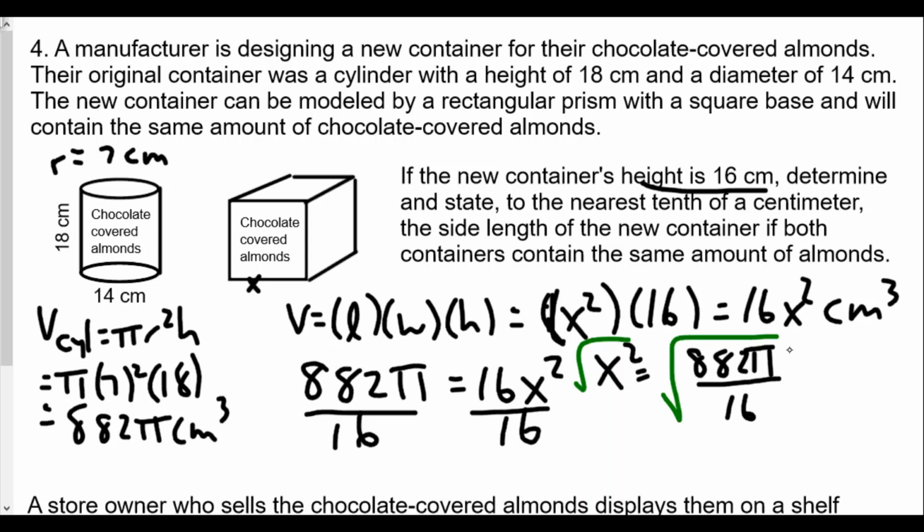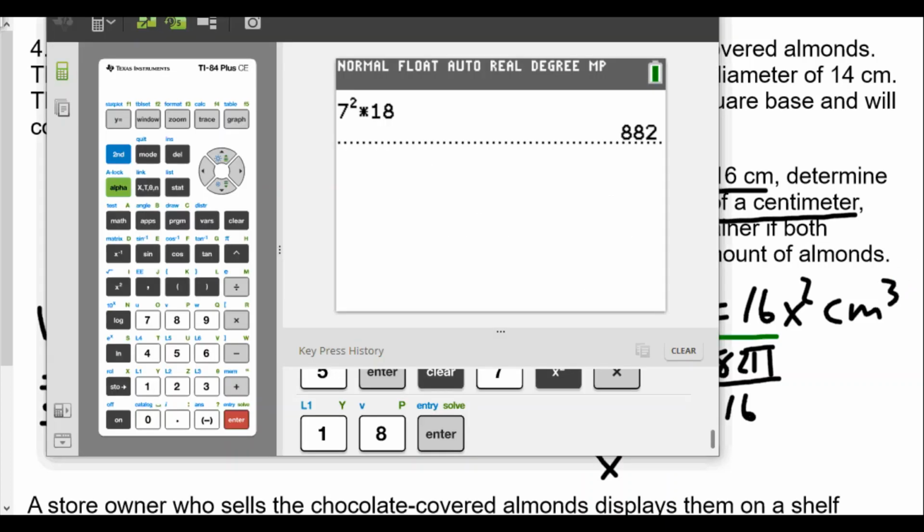So now to find our x value. x is equal to, and we want to find the nearest tenth of a centimeter. I'm underlining these things because a lot of times we sometimes don't see what we're rounding to. We have to be very careful about that. And so we'll take our calculator and take the square root. We'll do second x squared for the square root, and we had 882 pi, don't forget the pi, divided by 16.